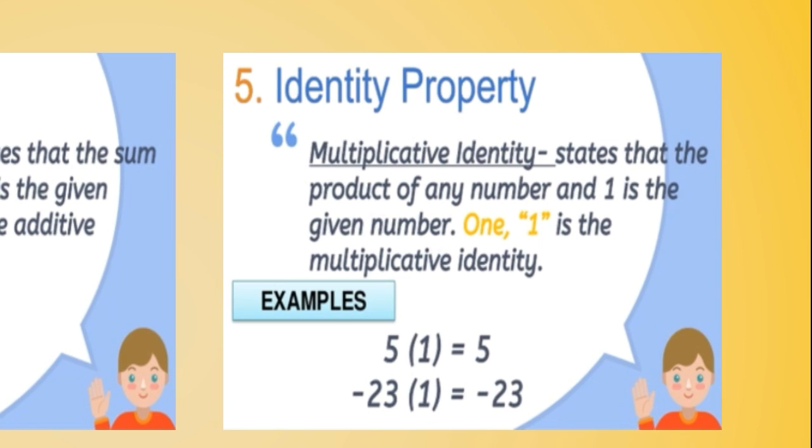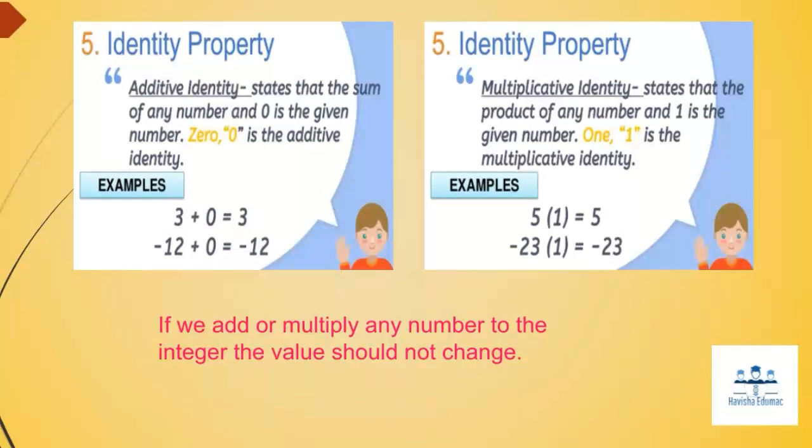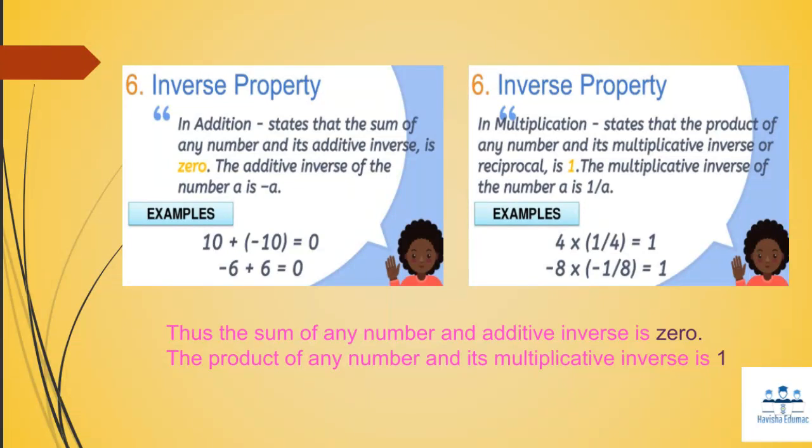Now let's see the multiplicative identity. Multiplicative identity states that the product of any number and 1 is the given number. 1 is the multiplicative identity. For example, 5 into 1 is equal to 5. Minus 23 into 1 is equal to minus 23. If we add or multiply any number to the integer, the value should not change. That is identity property.